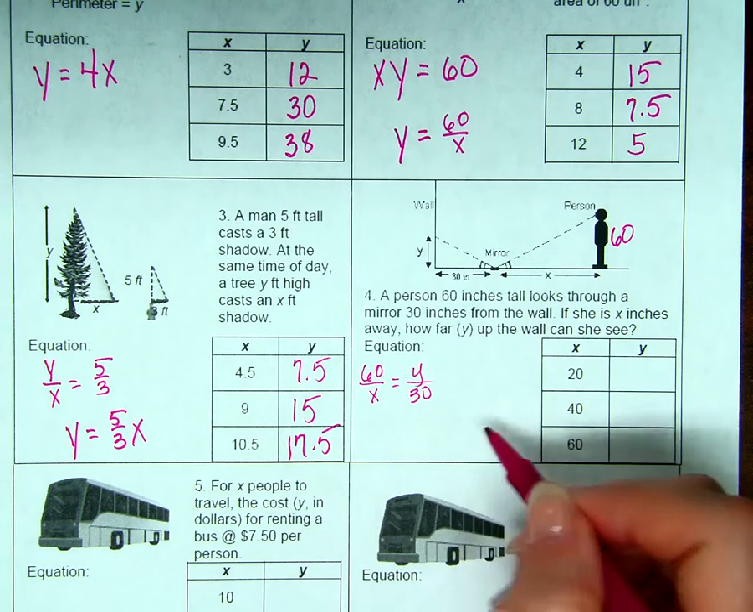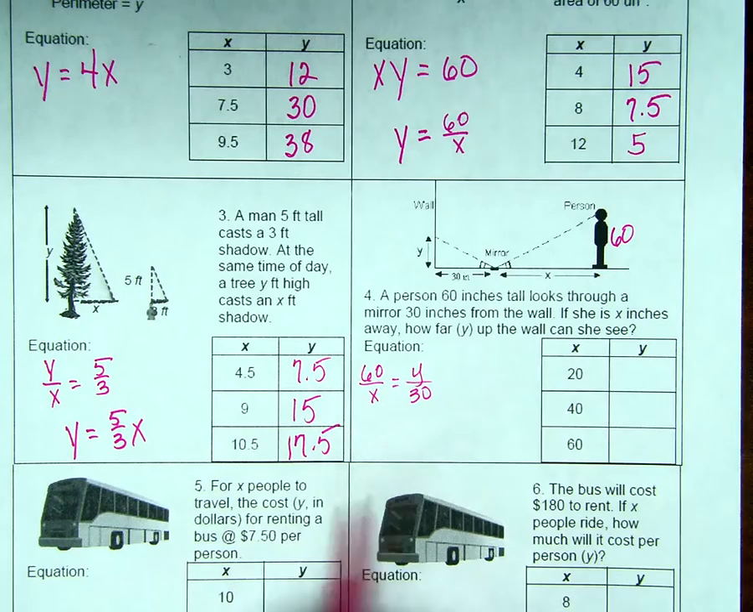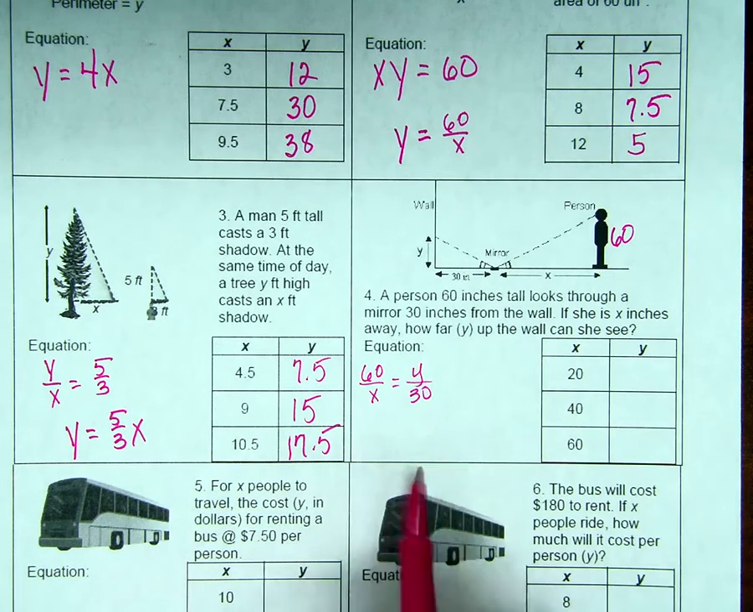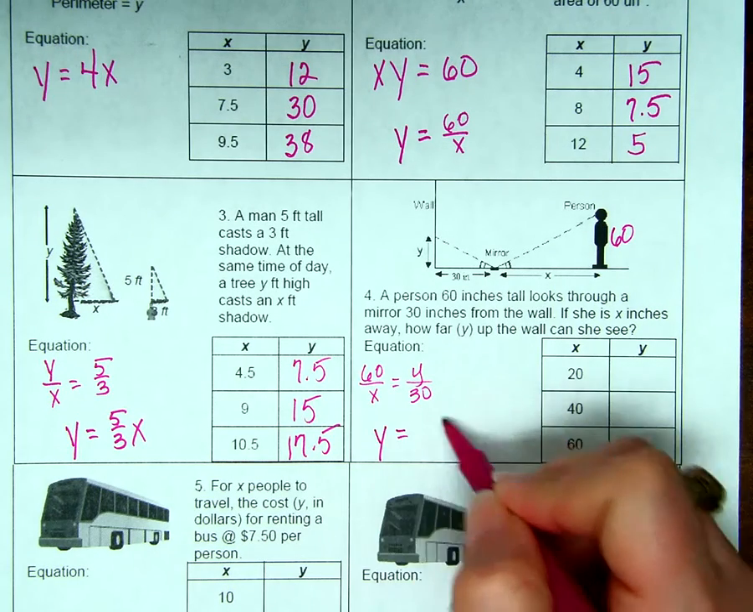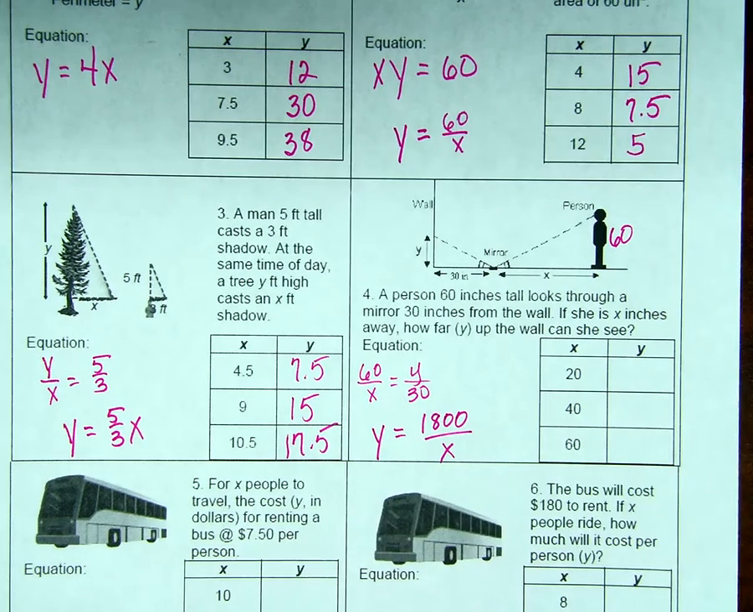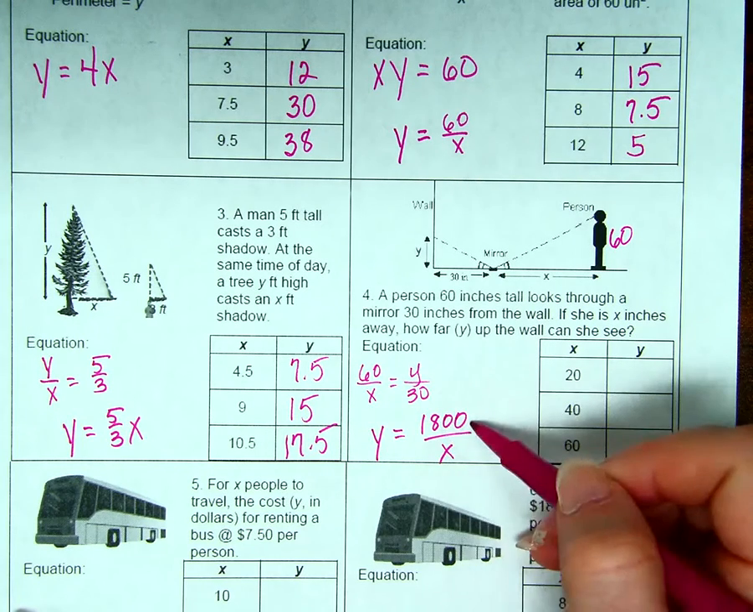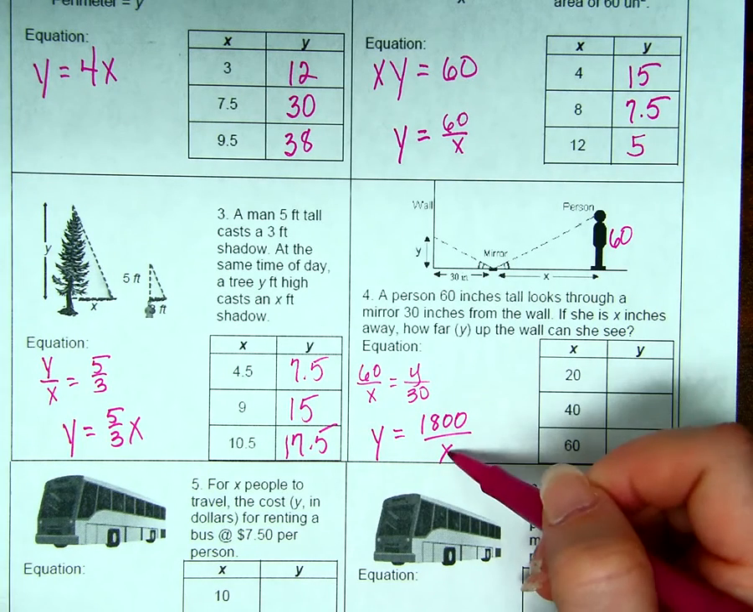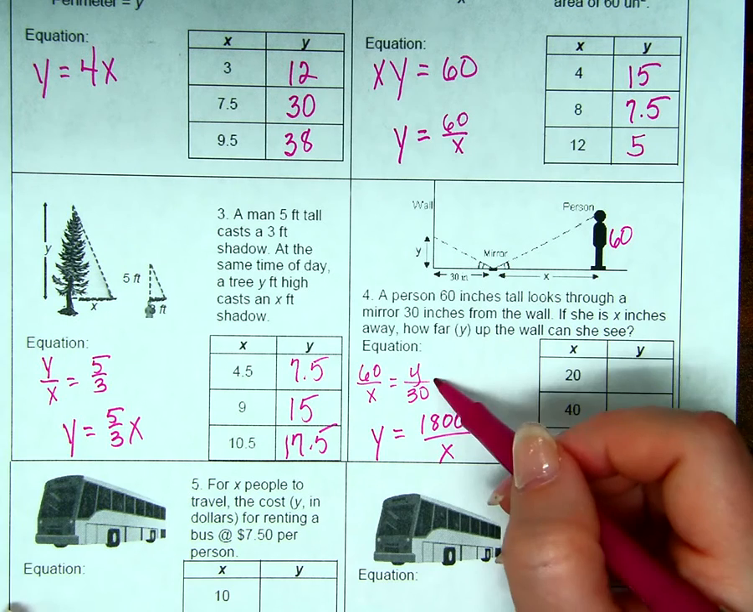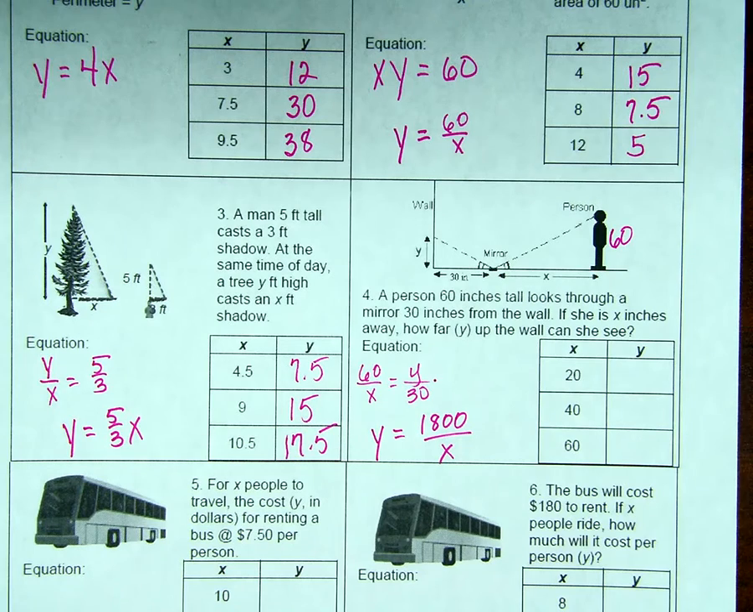I could multiply both sides by 30. I could cross multiply and then divide both sides by x. Either one will get me the same place, right? Because if I cross multiply, I get xy equals 1800. Dividing both sides by x gives me y equals 1800 over x. If I multiply both sides by 30, I get straight to 1800 over x. Any questions about that? Okay.